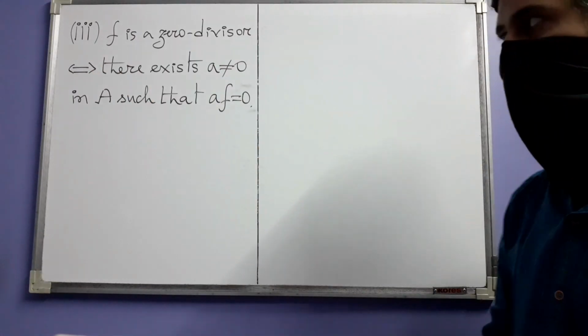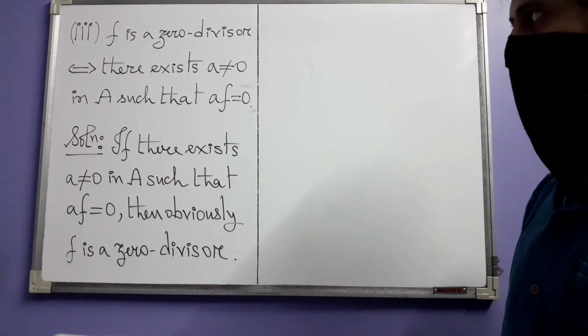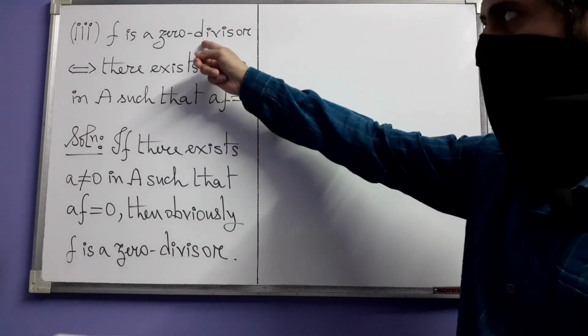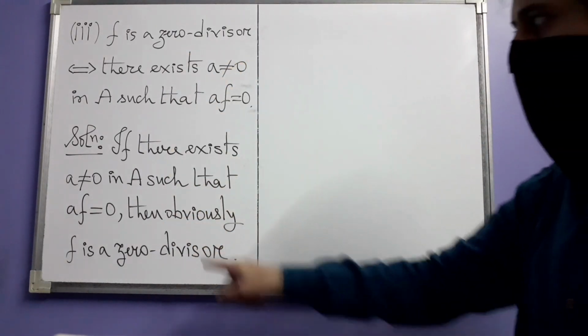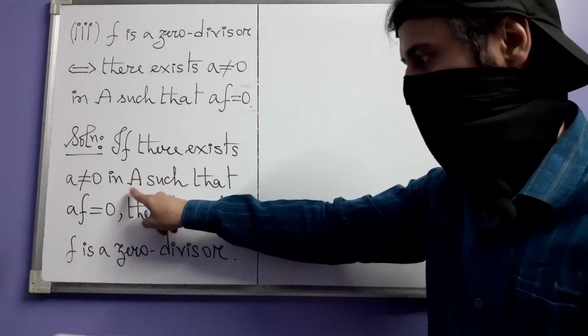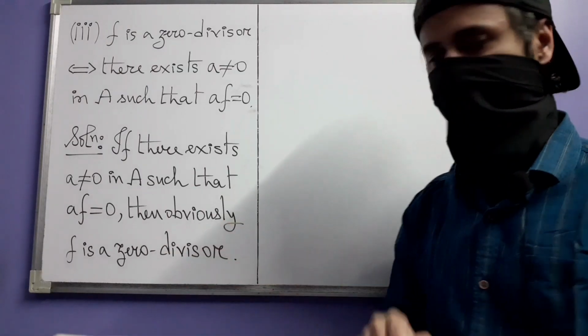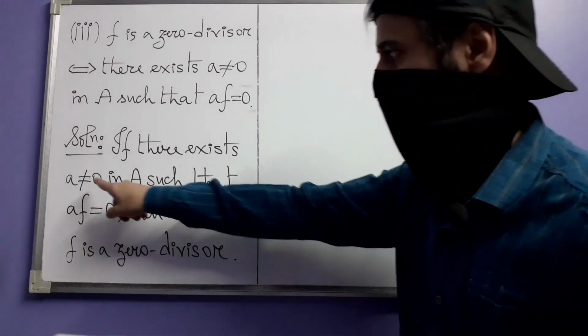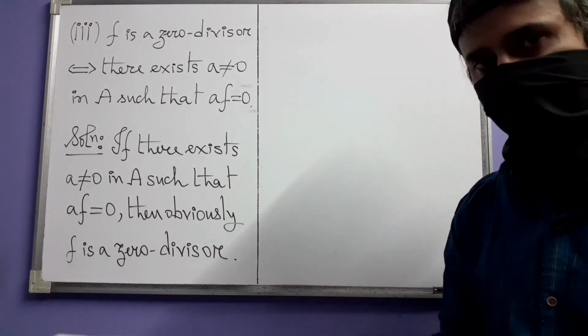One half of this double implication is extremely easy, namely that if this is true, then that is also true, and which we have written like this: if there exists a non-zero element a in A such that af is equal to 0, then obviously f is a zero divisor because this a is after all in the polynomial ring A[x] as well.